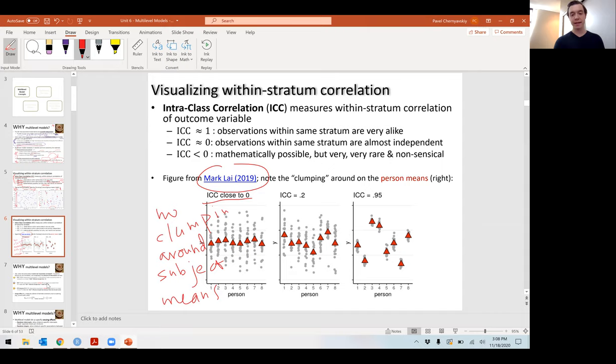And then you compare that to the ICC of 0.95, where there's a lot of clumping around group means, and actually group means really dictate the response. And our measurement occasion within person really doesn't give us a whole lot of other information, right? On the very left-hand side, measurement occasion within person, that's the actual dot, not the triangle, right? Gives us more information than in the right-hand panel, where if you know where the triangle is, you can probably also come very, very close to the individual level observation.